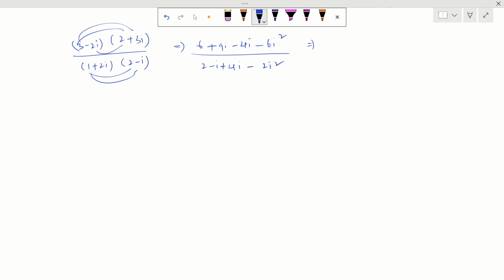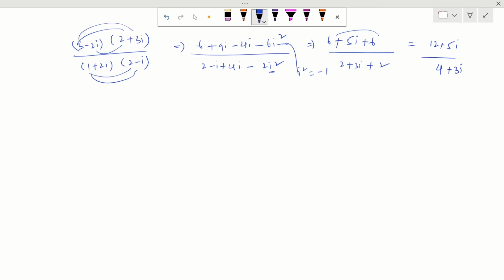So 9i minus 4i is 5i, and i square is minus 1, so minus 6 into minus 1 is plus 6, because the value of i square is minus 1. In the denominator, minus i plus 4i is plus 3i, and minus 2 into minus 1 is plus 2. So 6 plus 6 is 12, so 12 plus 5i, and here we'll have 4 plus 3i, right? 4 plus 3i.